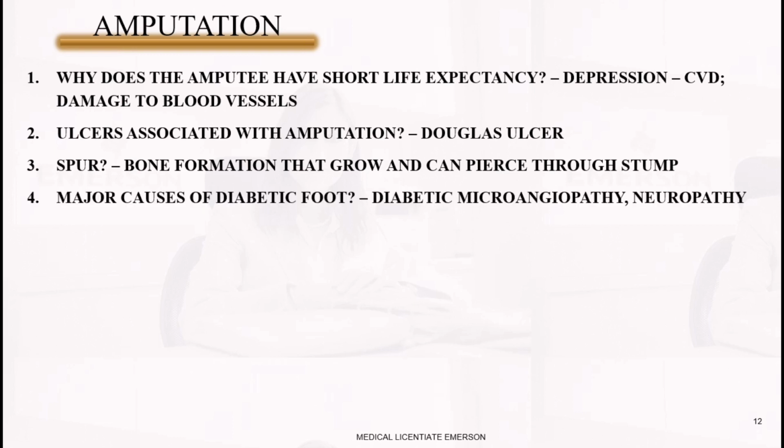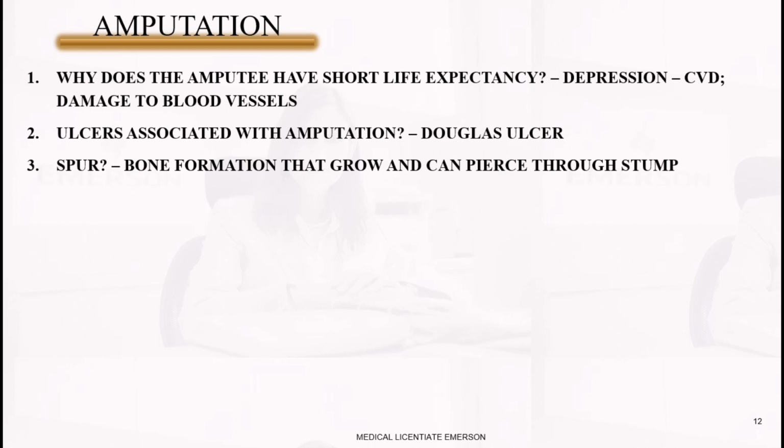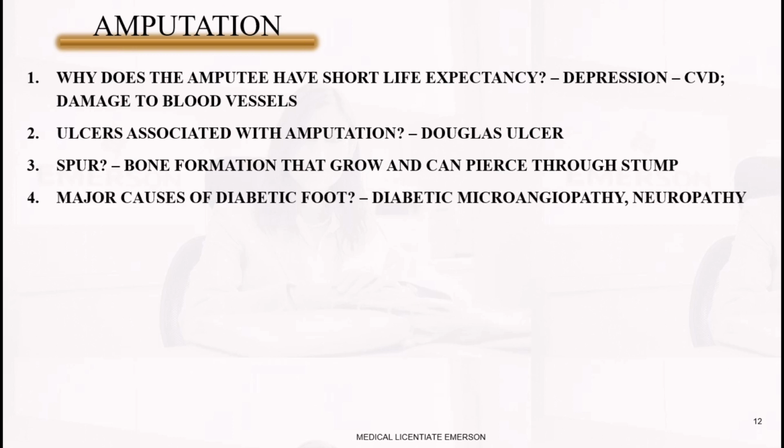Then major causes. So on here, the other thing you can be asked is what are some of the complications of amputation that can be associated with a bone? So apart from bone spur, what other complications are associated with a bone? Then we have major causes of diabetic foot. So apart from diabetic microangiopathy and neuropathy, what are some of the major causes?